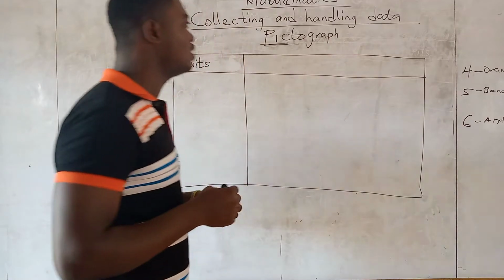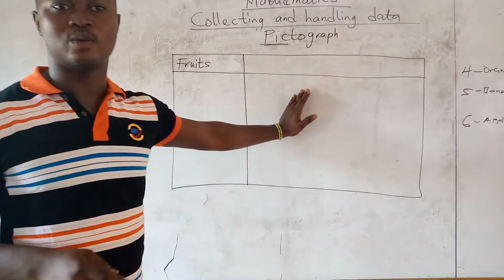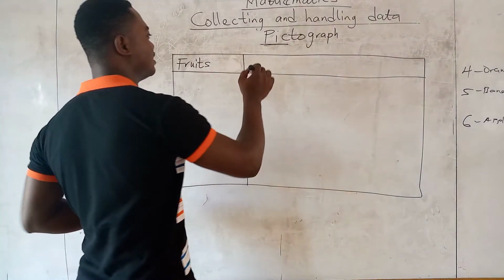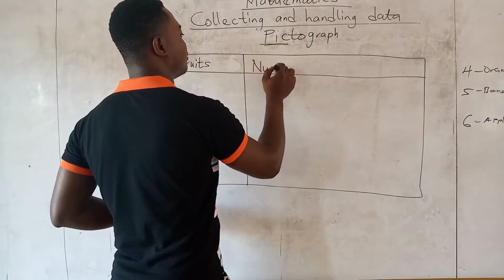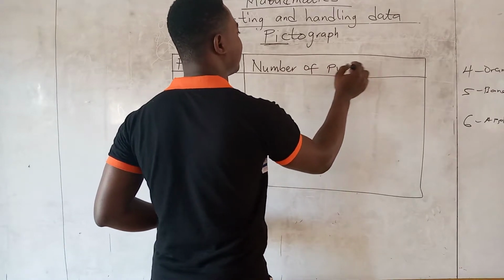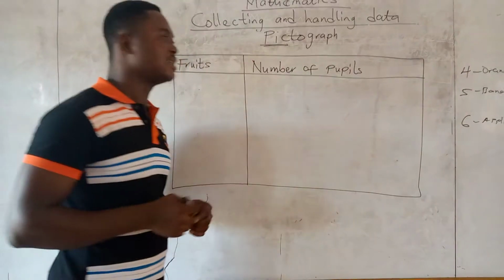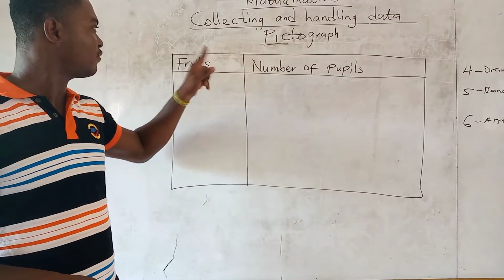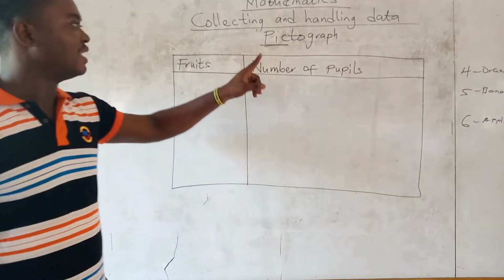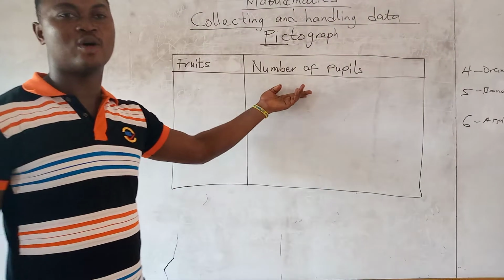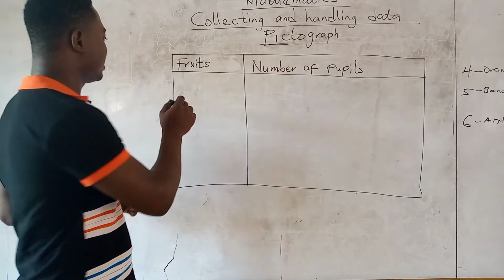This time around we are creating only 2 columns because we are not including tally marks. At this time we put what? The number of people. Now I told you that this one tells what the data is about. The data is about fruits that people are interested in. And then this one tells us those that we took the data from. So we took it from what? People.